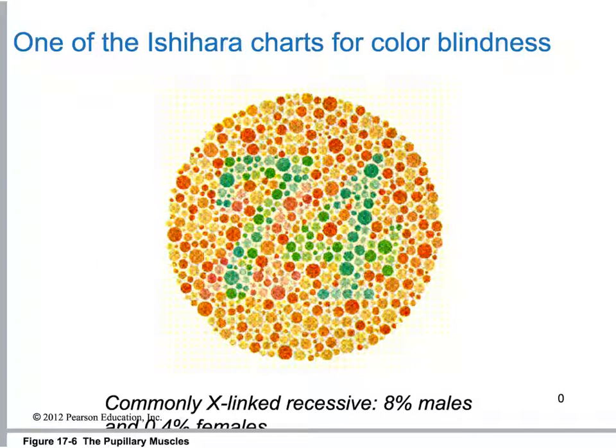Another vision abnormality is called color blindness. It's commonly an X-linked recessive trait. 8% of the males have it, and 0.04% of the females have it. If you look at this image, you should be able to see the number 74 in green.